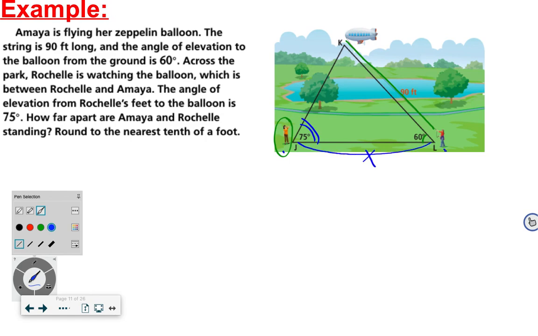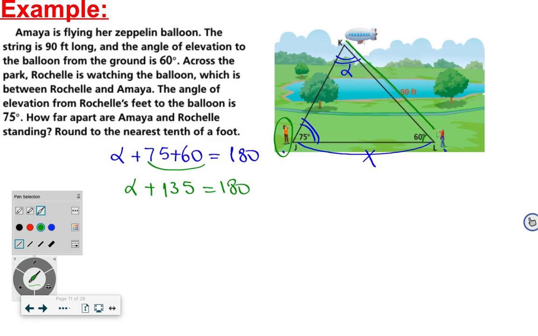Remember that, ladies and gentlemen, to be able to apply the law of sine, we need to find this angle first. What is the sum of the interior angles of a triangle, which is 180? So let's say that this is alpha. Alpha plus 75 plus 60 is equal to 180. If you add them up, alpha plus 135 is equal to 180. If you subtract, alpha is going to become 45.